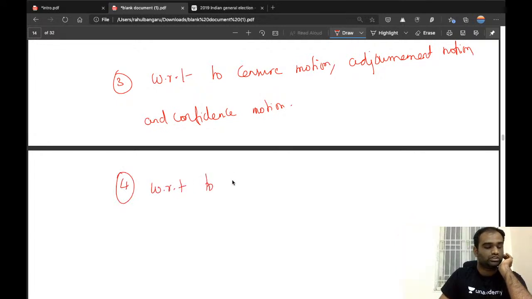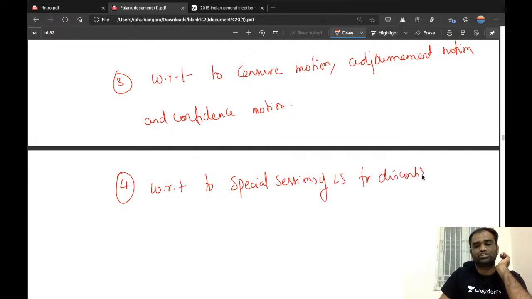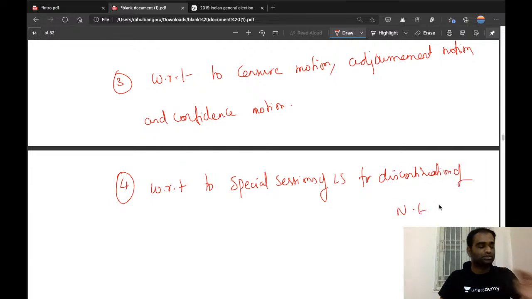Now the fourth one is with respect to special sessions of Lok Sabha for discontinuation of national emergency. So these are the four instances where Lok Sabha enjoys considerable special powers compared to Rajya Sabha. Similarly, Rajya Sabha also enjoys some special powers compared to Lok Sabha.